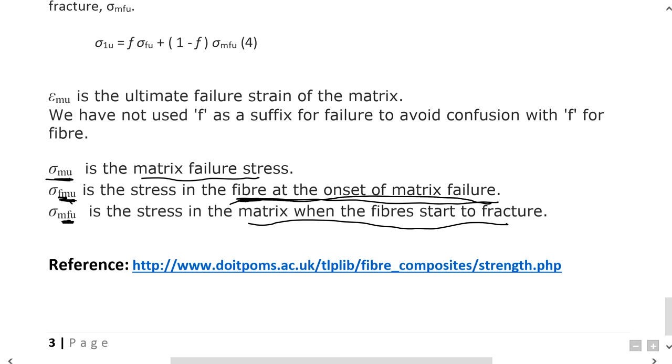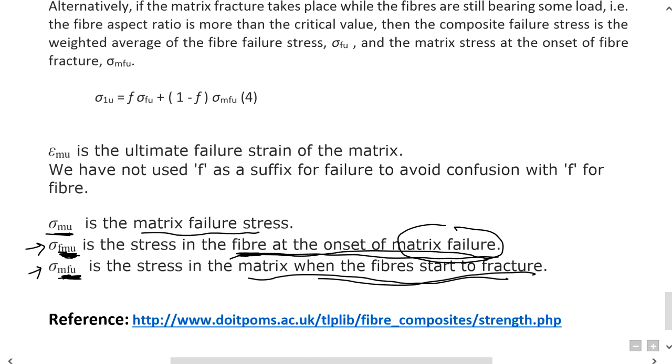Okay, so this is when the matrix were to fail first. So it's FMU, failure of matrix. This is when the fibers start to fracture, so it's the failure of the fiber. So take note of that. It's a bit tricky over here. Alright. So FMU means if the matrix fails first. MFU is if the fiber fails first. Alright, so yeah, be careful of that.